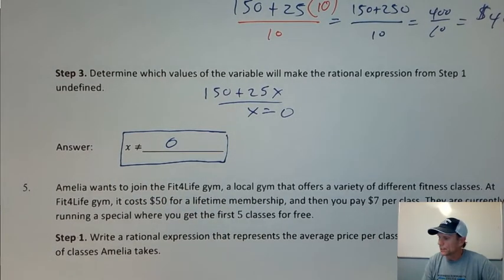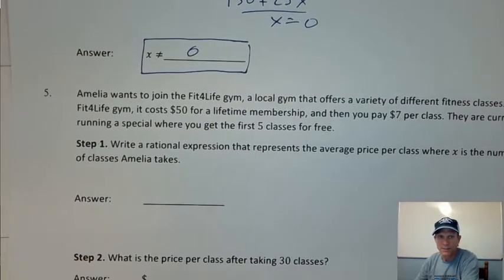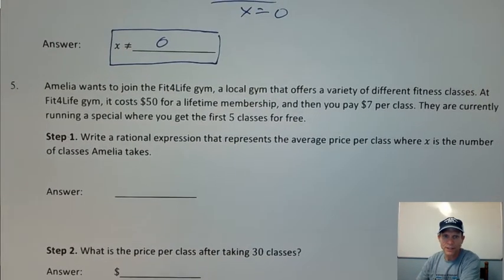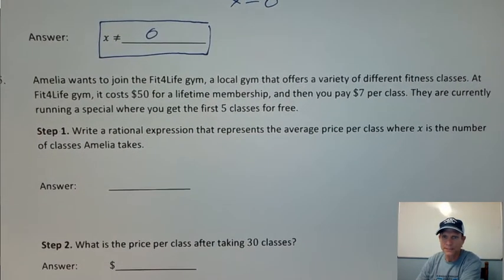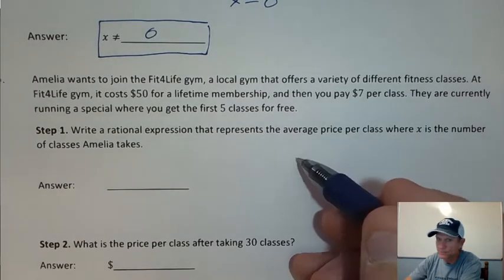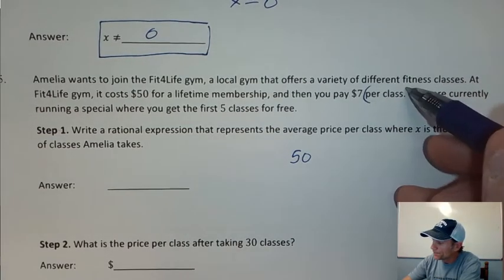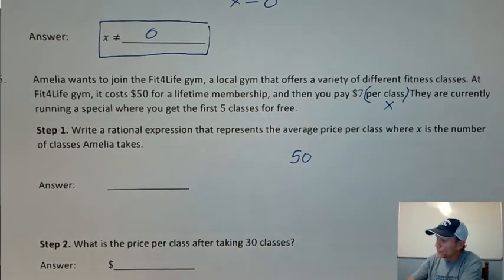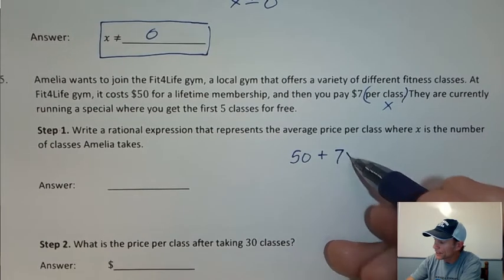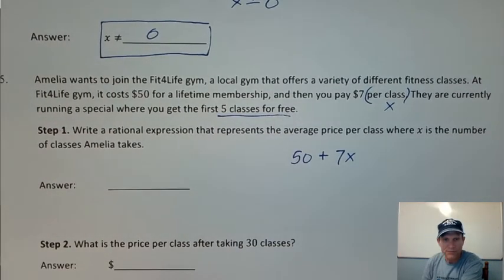We have time to look at the other application problem. Amelia wants to join Fit for Life gym, with a base fee of $50, and then you have to pay $7 per class. The instinct from the last problem is to say it's 7x, but they throw in a twist: 5 classes are for free.